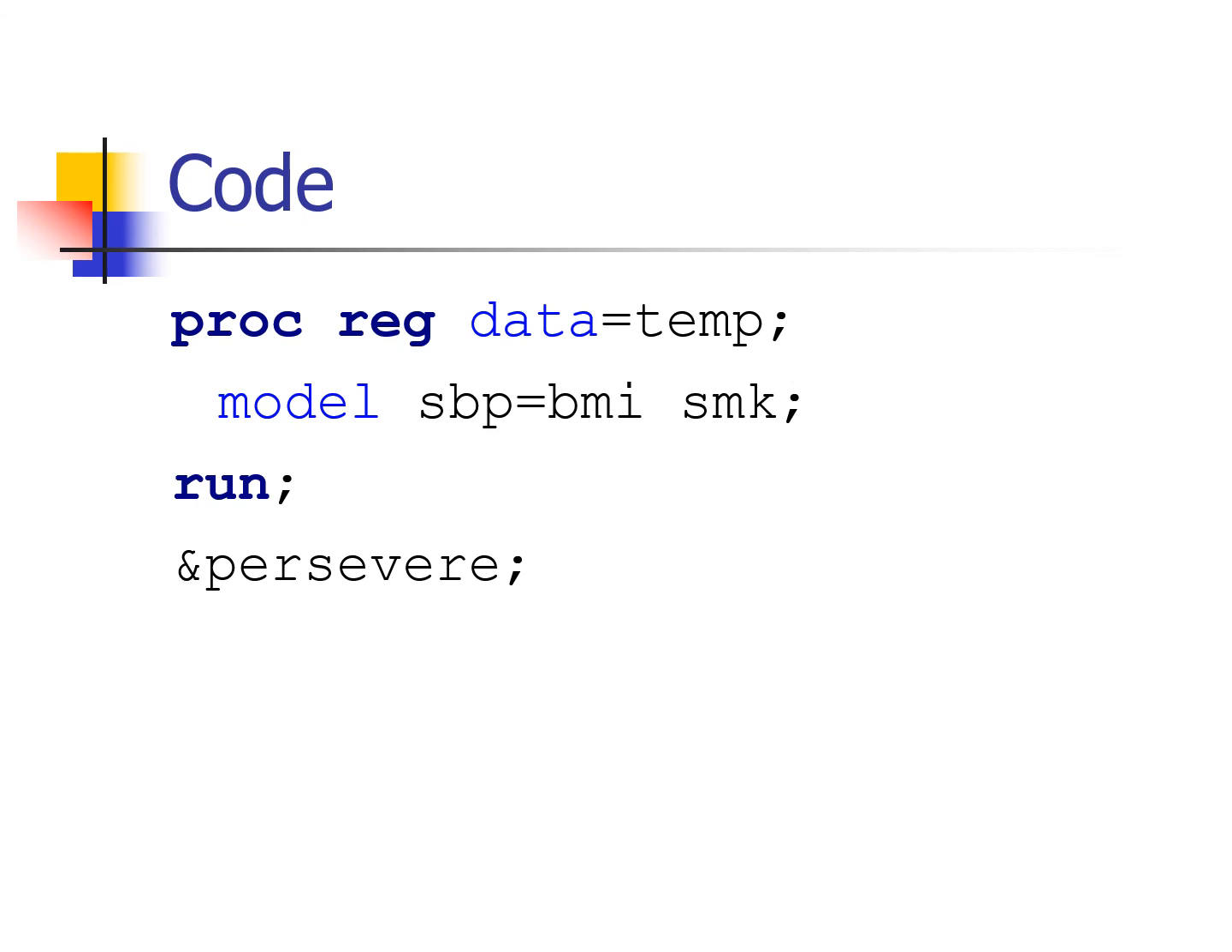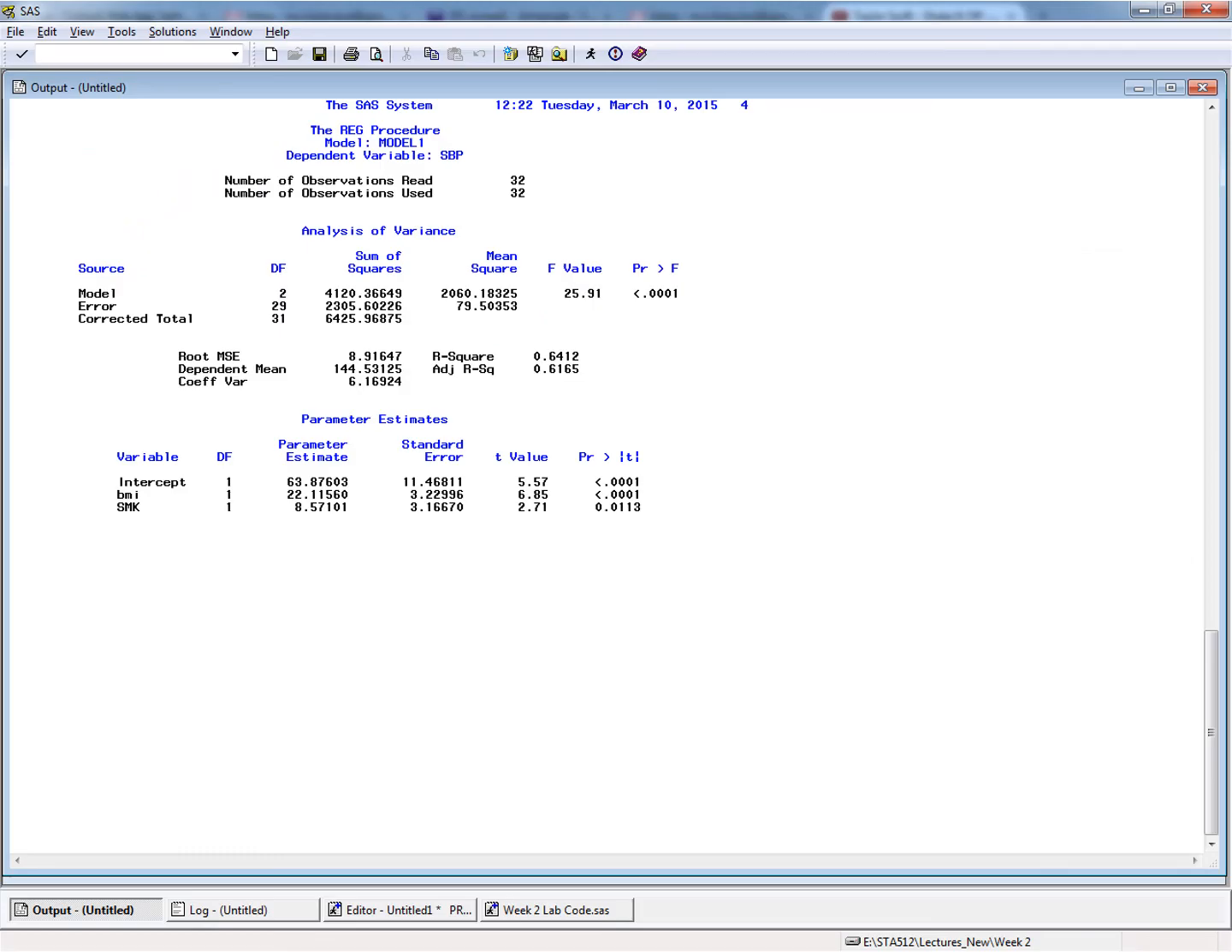So proc reg, we've removed the interaction term. Now we're looking at the smoking variable. The p-value for the smoking variable is 0.0113. So the coefficient is 8.57. I'll leave it to you at this point to write out the prediction equations and verify that that is the difference in y-intercepts between the smoker and non-smoker equation. And here we're seeing that it is a significant difference.